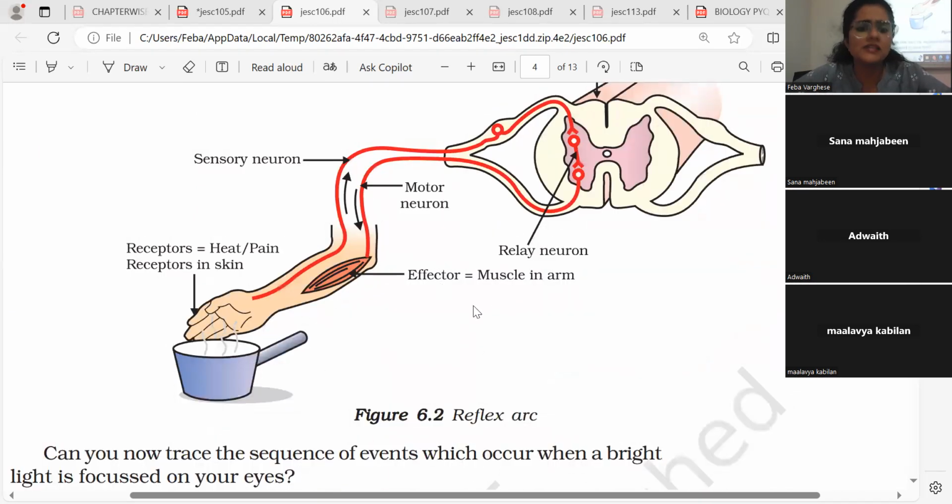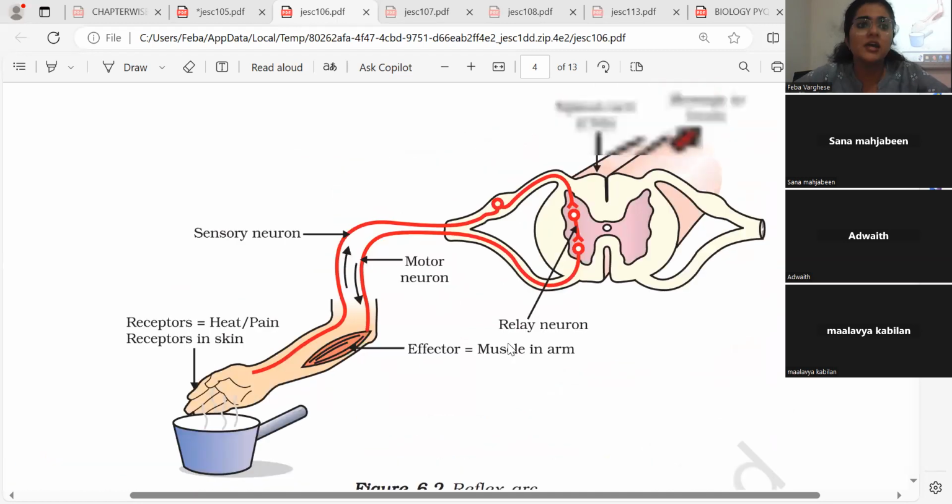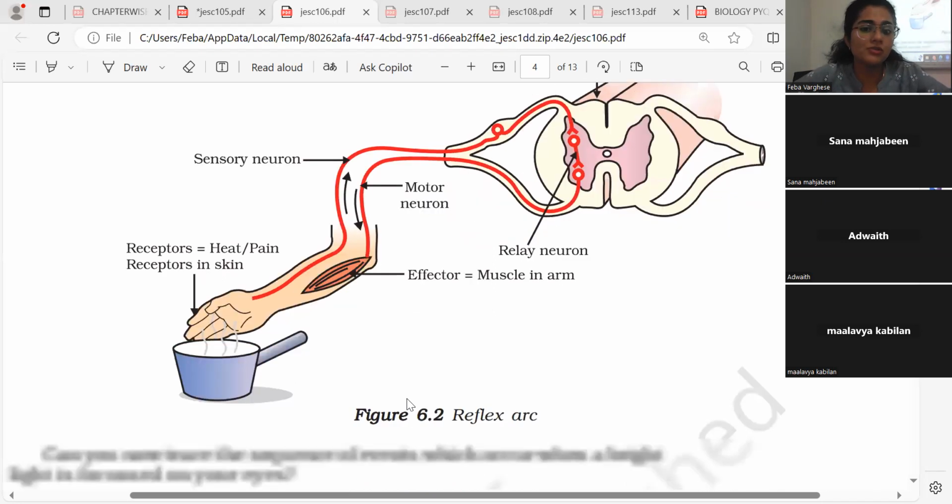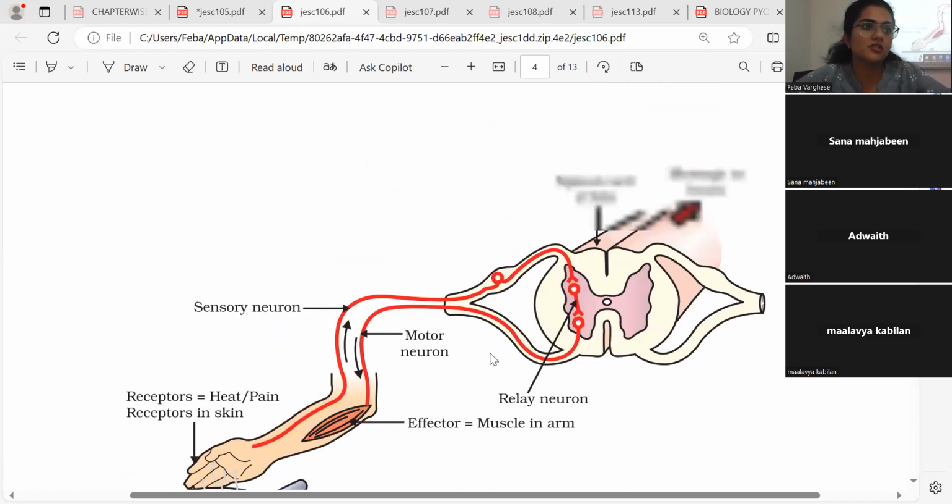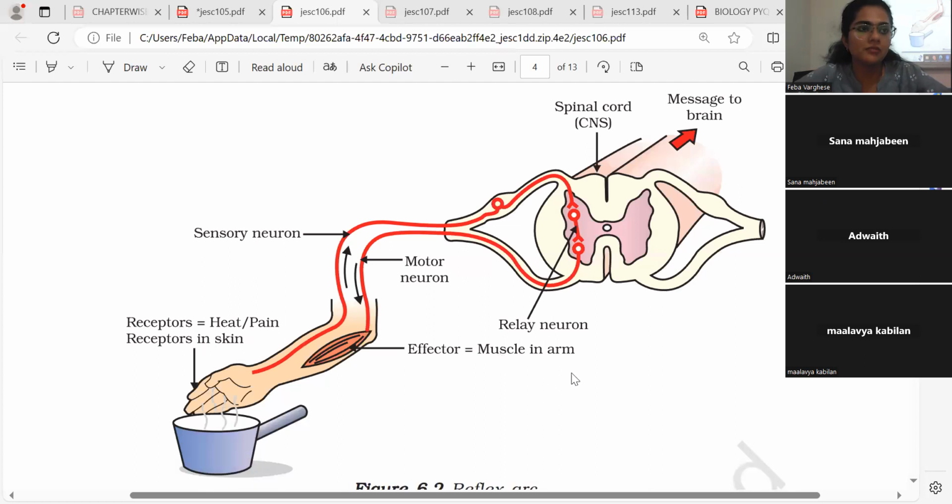This diagram is important. Study this diagram. Labeling, everything is important. Study this properly. Instead of a flow chart, if they're asking you to use a schematic diagram, you have to use it. Yes, schematic diagram. All right.